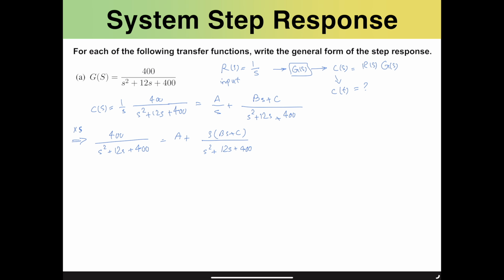So if I calculate both sides at s equals 0, the first part is going to be 400 divided by 0 plus 0 plus 400, which is equal to 1. And the right side would be A plus 0, which is equal to A. In this case, I can easily find A, which equals 1. So far, I could find A to be the value of 1. Now, we can move forward and try to find the other coefficients, B and C.